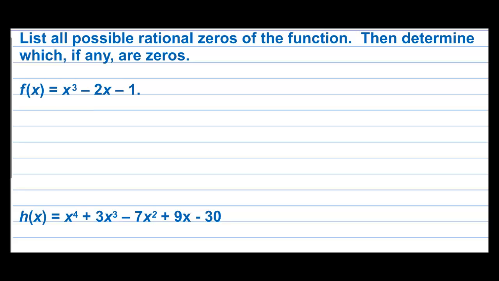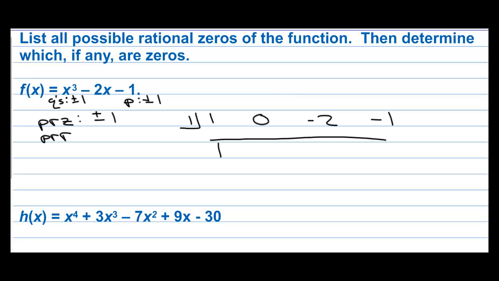List all possible rational zeros of the function, then determine which, if any, are zeros. Well, our p's over here are plus or minus 1, and our q's are plus or minus 1. So the possible rational zeros, possible rational roots, are just plus or minus 1. That's really the only possibilities we have. So let's test the value 1. We have 1, 0, negative 2, negative 1. Bring down the 1, times 1, add, that's 1. 1 plus negative 1 is 0, 0 plus negative 2 is negative 2.